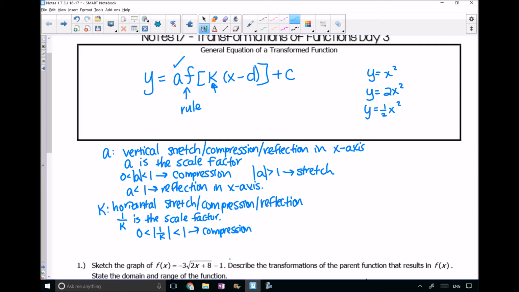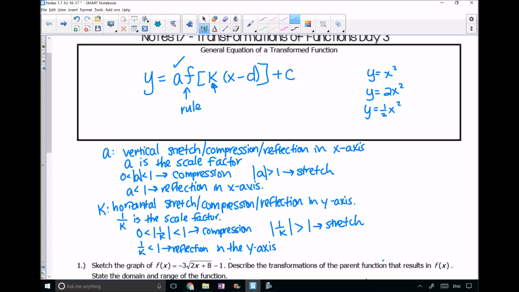But this time when we compress it horizontally, it actually looks like it's getting thinner because you're pushing it inwards as opposed to pushing it downwards, okay? And then if the absolute value of 1 over k is greater than 1, then it's a stretch, okay? And if 1 over k is less than 0, then it's a reflection in the y-axis, okay?